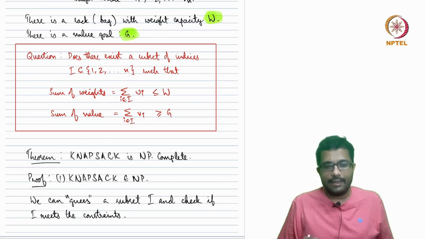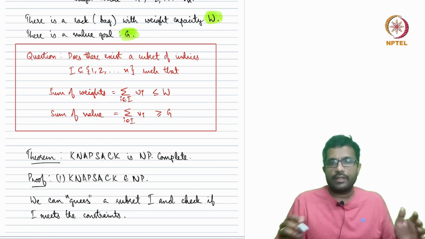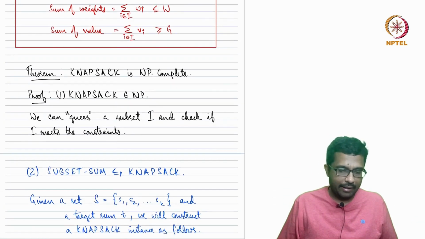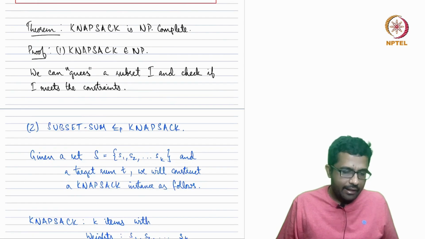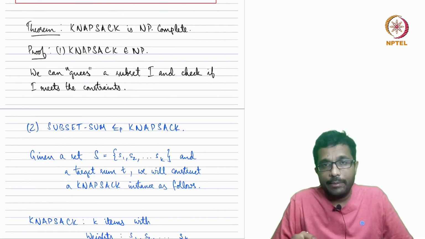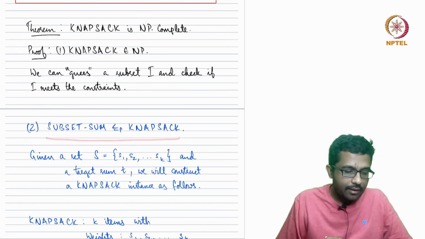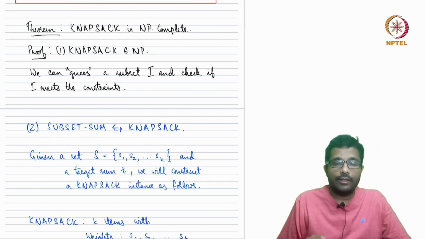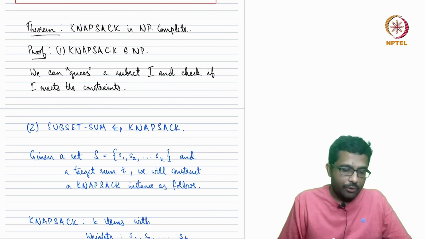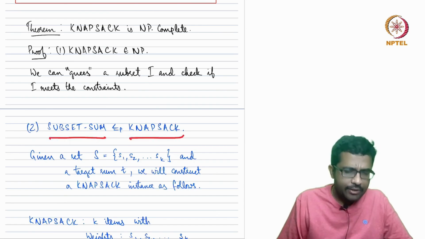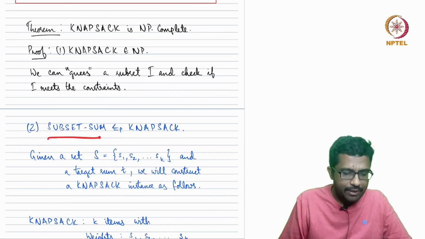So if it is a yes instance of knapsack, then one of these guesses will be correct. And then to show the NP completeness proof, we have to show that some NP complete language reduces to this problem. So we will reduce subset sum to this problem, which is not surprising because subset sum seems similar in flavor.